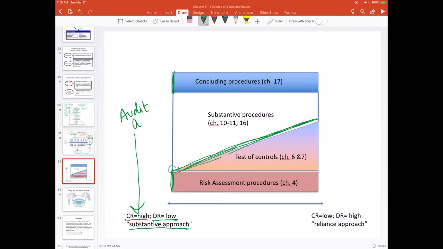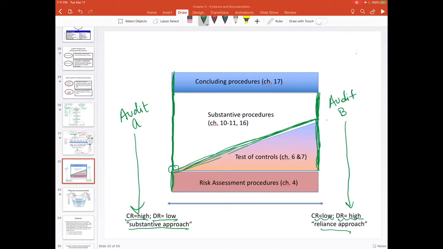In that case, I would be getting no evidence from test of controls, and all my audit evidence I'd be gathering here from substantive procedures. On the opposite end of the spectrum, I could have audit E, which would be low control risk, amazing controls. So I'm able to do less in terms of substantive procedures, right? The reliance approach I talked about. And in that case, I'm gaining all this audit evidence from my TOC. I still always have to do some substantive work though. So I want to be clear.